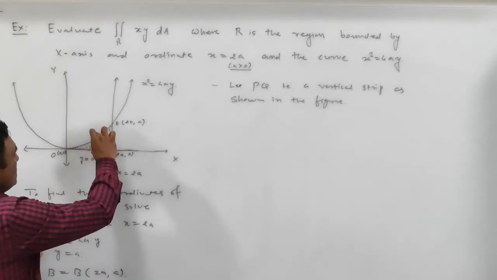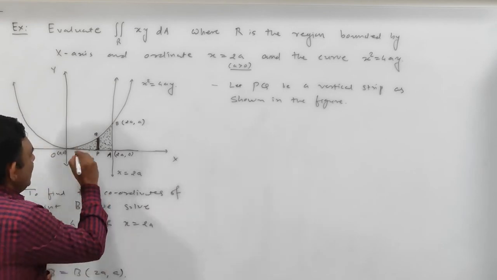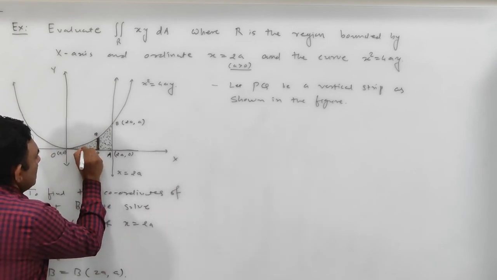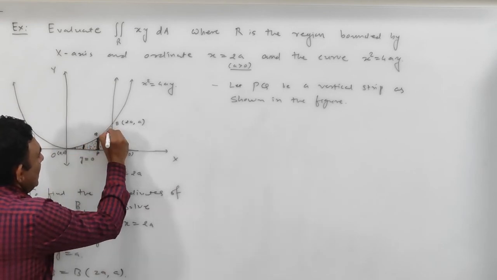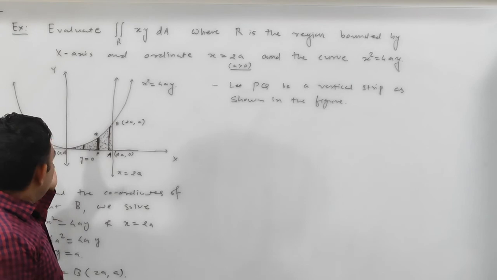We assume that our strip is very flexible, so at one end its height becomes this much, and at this end its height becomes this much. So we can think in this way. So what are the limits?